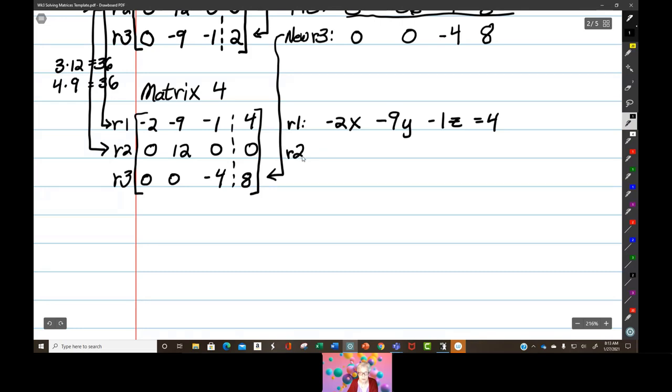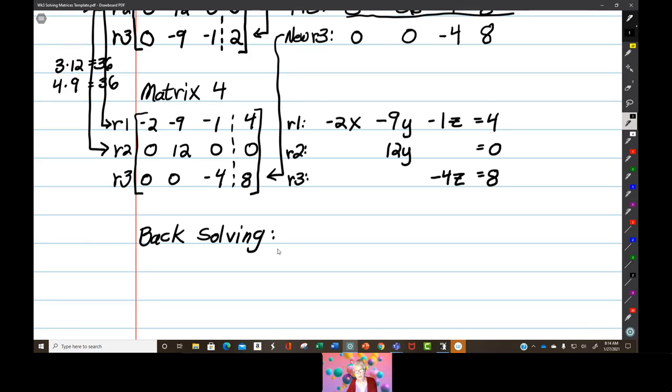And row 2 is kind of odd looking. It's 12y equals 0. I don't have to put my zeros there and there. Row 3 is negative 4z equals 8. And now, back solving. Why is it called back solving? Because I start with row 3, then I go to row 2, then I go to row 1.